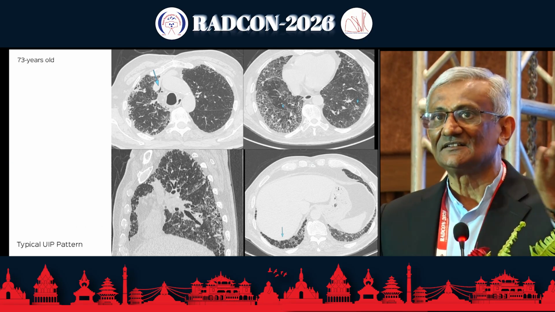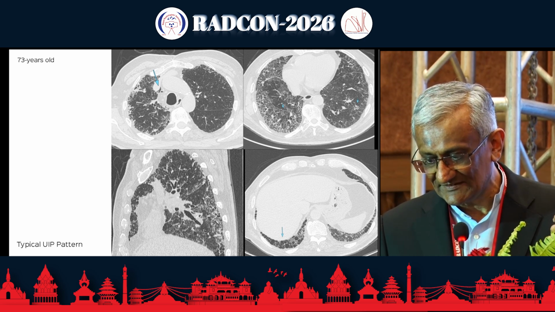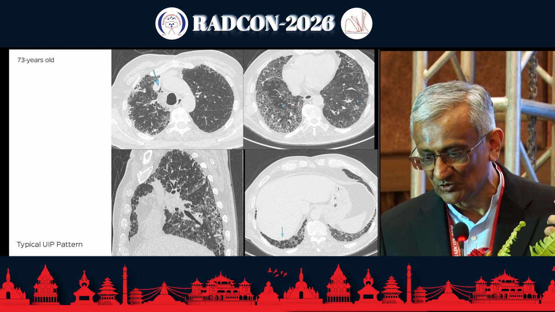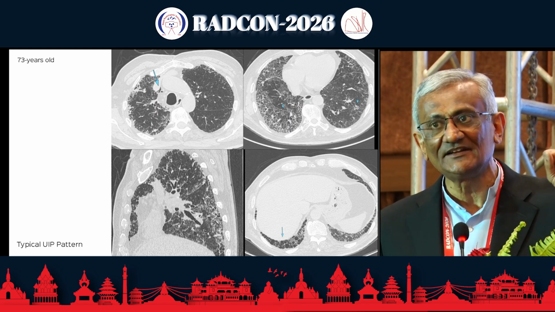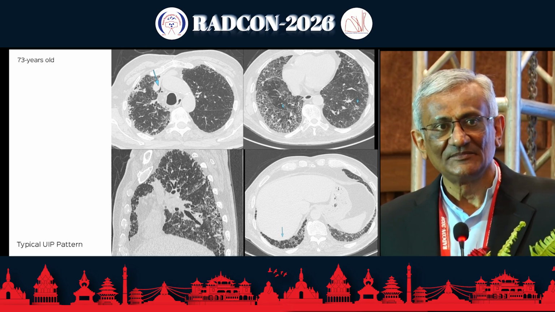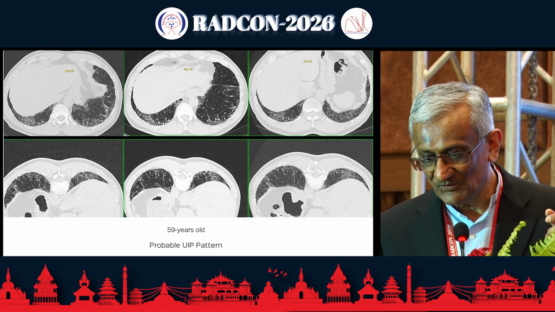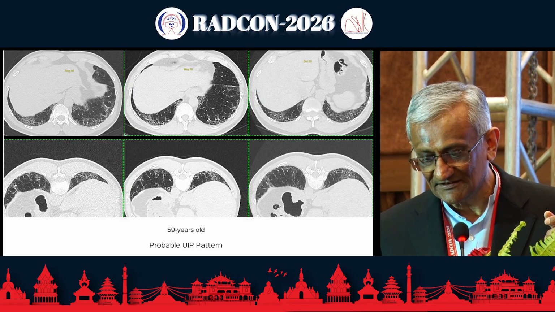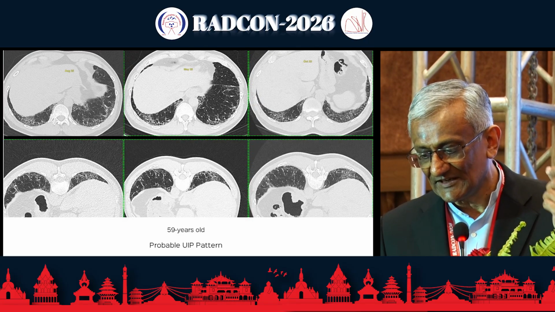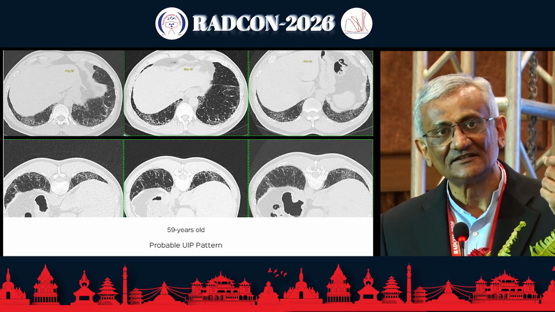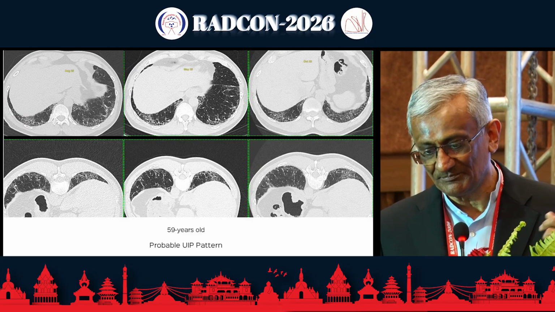So let's just revise this. A 73-year-old has reticular opacities, honeycombing, subpleural basal predominance, nothing else. What is this? Anybody? A typical UIP pattern. And then here we have reticular opacities, traction bronchiectasis, no honeycombing, subpleural basal predominance, nothing else. This would be the probable UIP pattern.